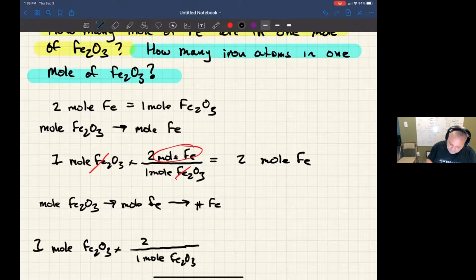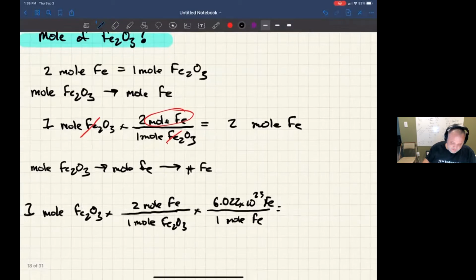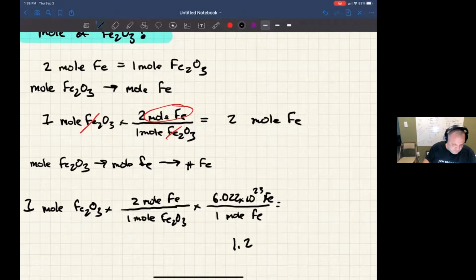Fe2O3 has 2 moles of iron, and now let's use Avogadro's relationship. 1 mole of Fe is 6.022 times 10 to the 23rd iron atoms. And so what do you get at the end of the day for this one? You get 1.204 times 10 to the 24 iron atoms.